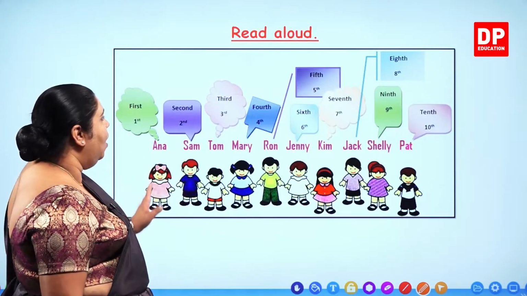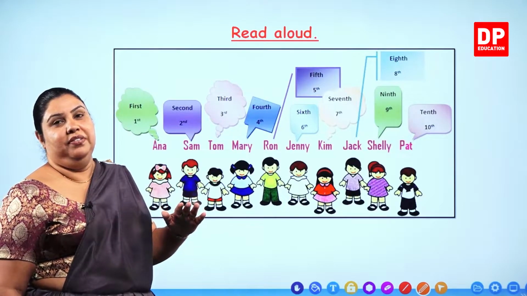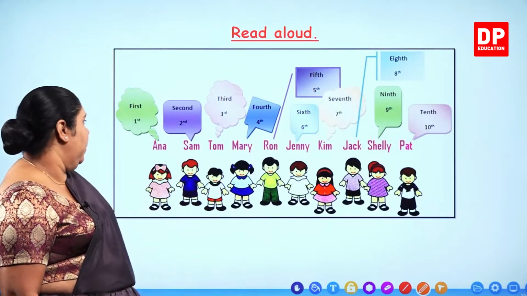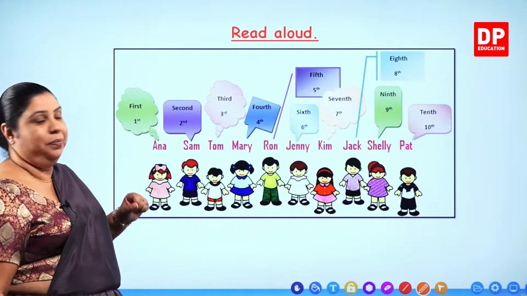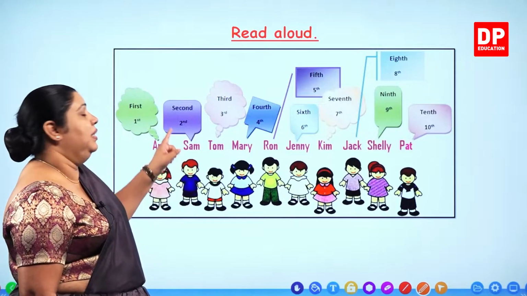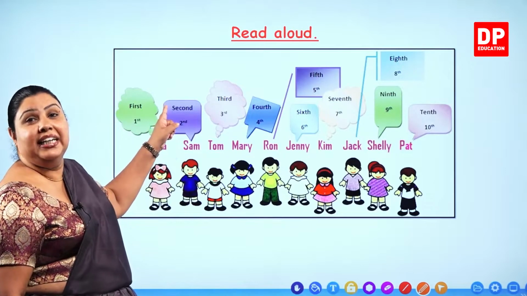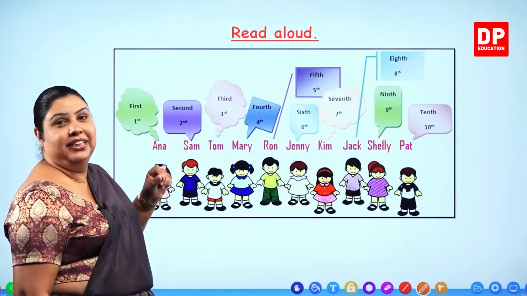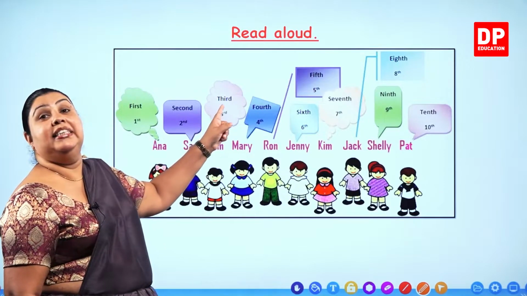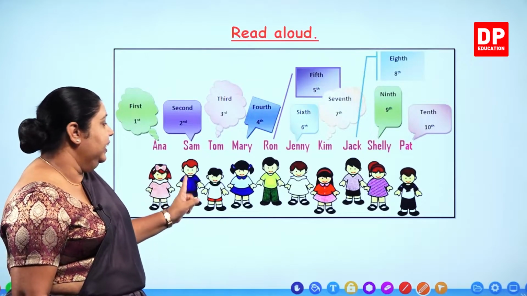All right, so now we are going to read their positions. Read aloud. We are going to read their positions. Anna is the first. Sam is second. Tom is third. Right? Now this is first, second, third.